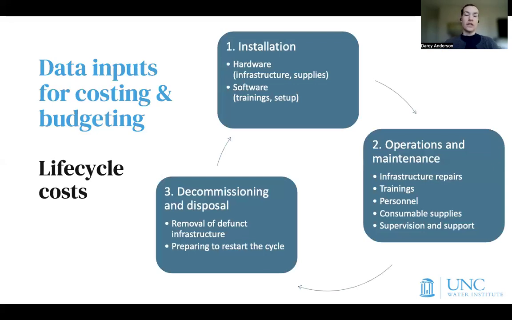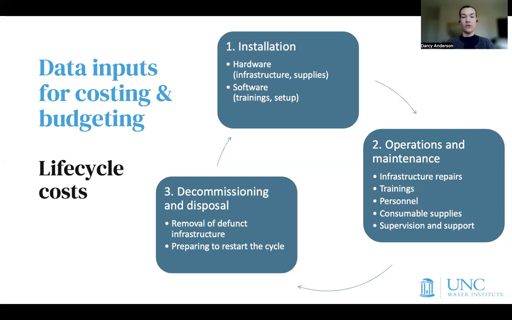So I'll close today with talking about the data inputs that are needed for costing and budgeting and some of the tools that you might use to collect them. So when I teach budgeting and costing, I teach people to think about life cycle costs. And what I mean by life cycle costs is there's 3 phases to a WASH service or installing a particular piece of infrastructure. The first phase is installation. This is the thing that most people tend to budget for. It's the most visible cost that occurs first.